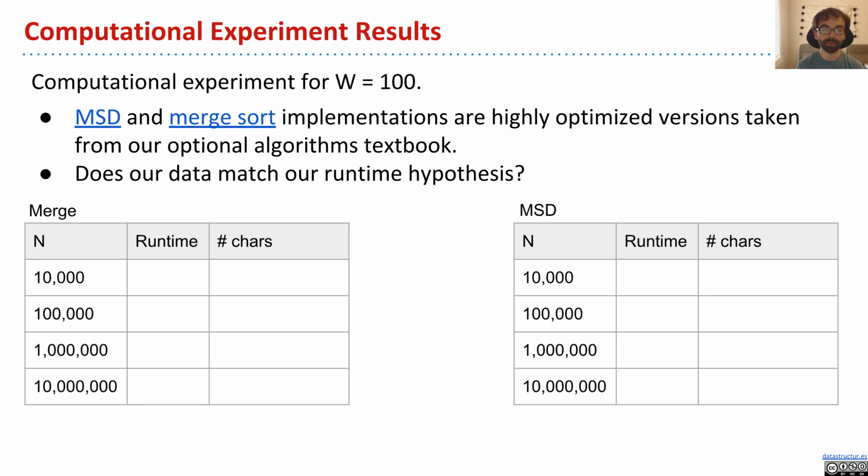So my computational experiment is going to fix W equal to 100. And then we're going to call merge sort for n equals 10,000, 100,000, a million, and 10 million. And we'll do the same thing for MSD sort and just see how they compare.